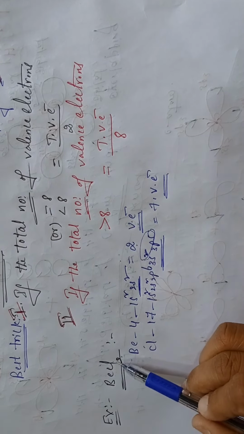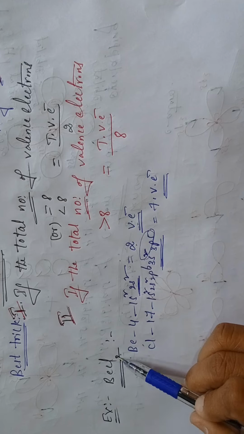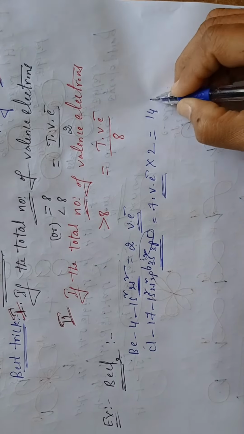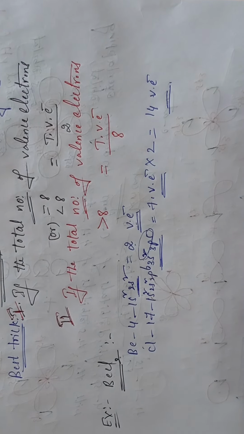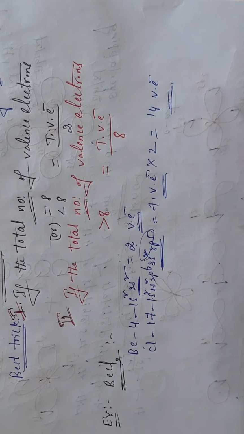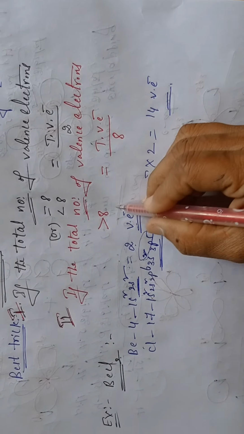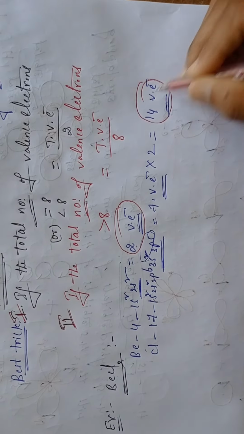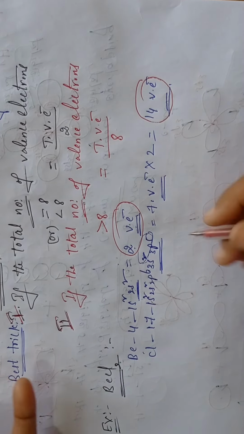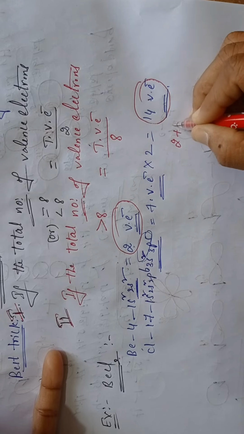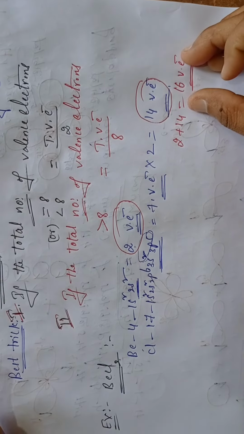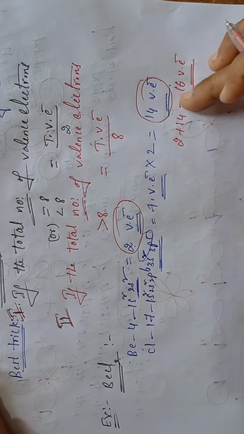But how many chlorines are attached to beryllium? 2 chlorines are there. So 7 valence electrons into 2, total 14 valence electrons. Are you clear, students? You have to multiply by 2. Beryllium has only 2 valence electrons, and chlorine has 14 valence electrons. Add 2 plus 14, how much? 2 plus 14, 16 valence electrons. Clear? Now 16 is the total number of valence electrons.